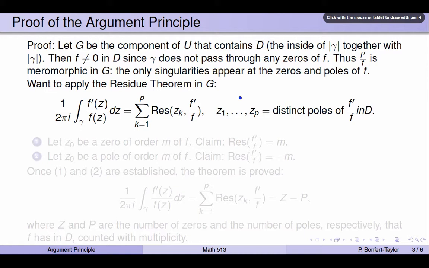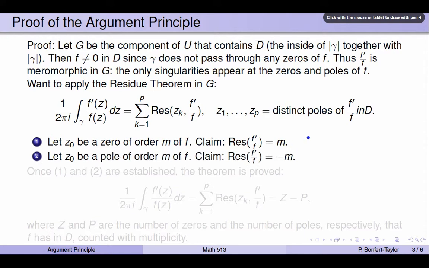What is the residue of F prime over F at a zero of F or at a pole of F? And so our first claim is that if z0 is a zero of order m of F, then the residue of F prime over F is equal to m. And our next claim will be that if z0 is a pole of order m, then the residue of F prime over F is actually negative m.